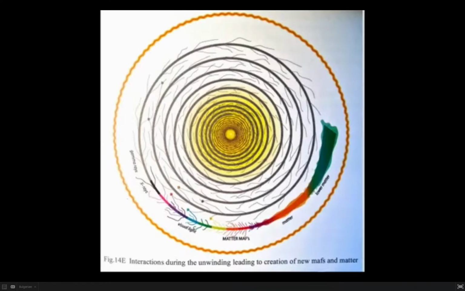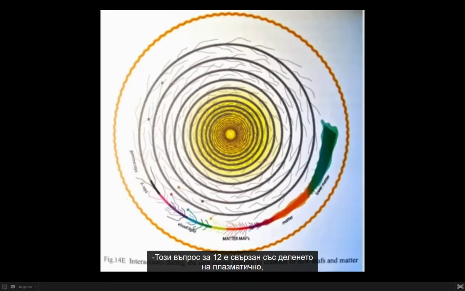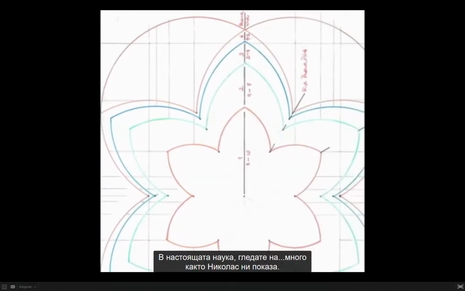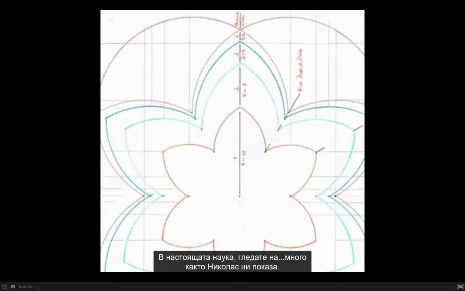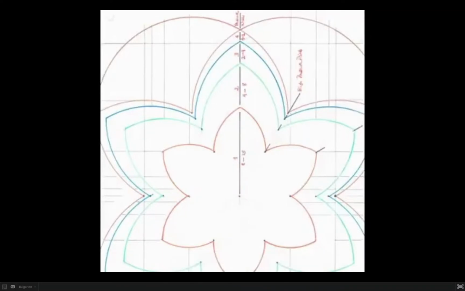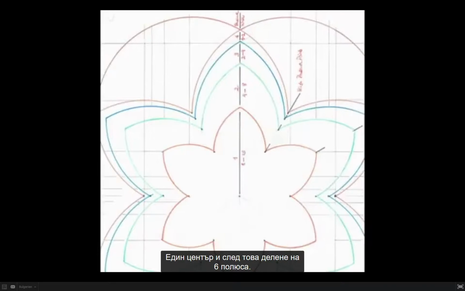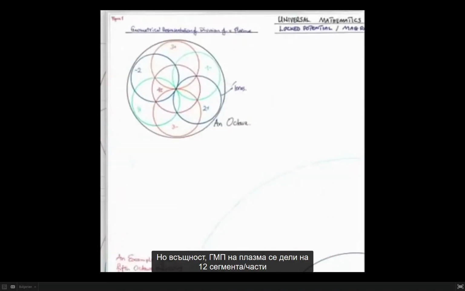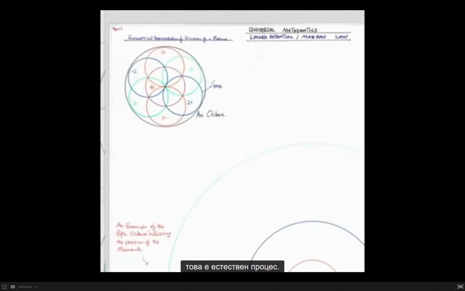Thank you. This question of 12 is to do with the division of the plasmatical magnetical field of a plasma. In present science, you look at it very much the way Nikola showed us. He divided it into 3: one center and then dividing into 6 poles. But in fact, the gravitational magnetic field of a plasma divides into 12 segments. It's a natural process.